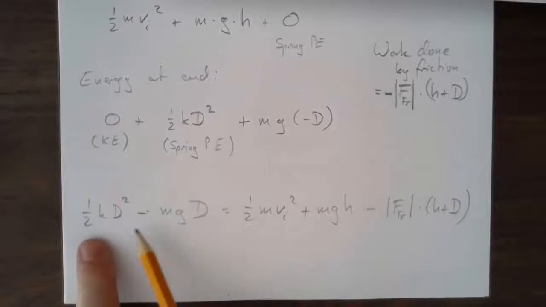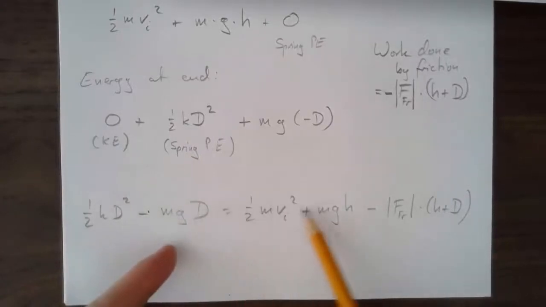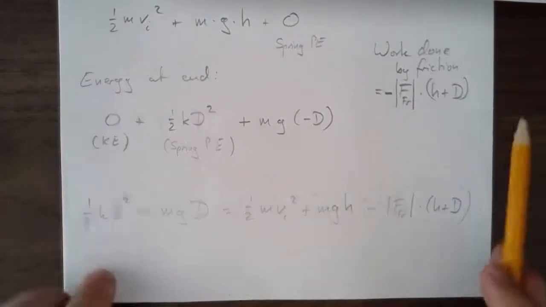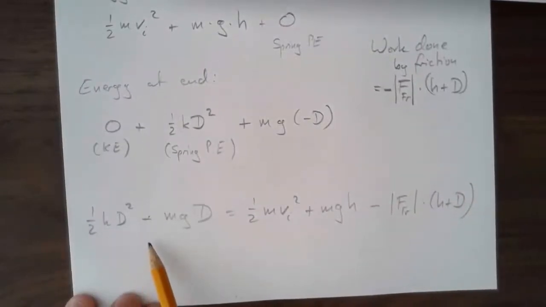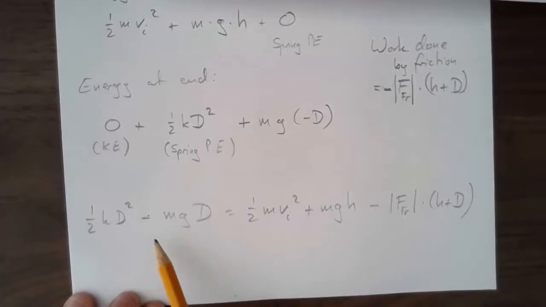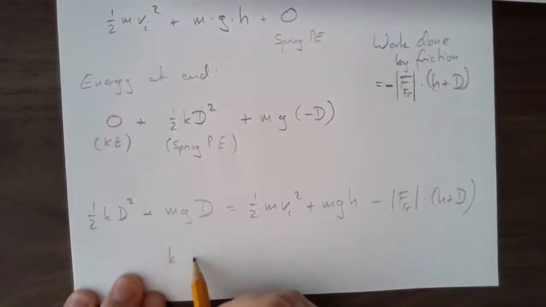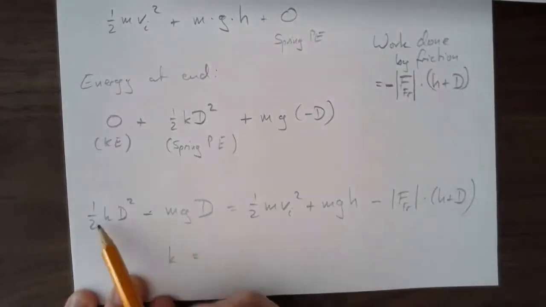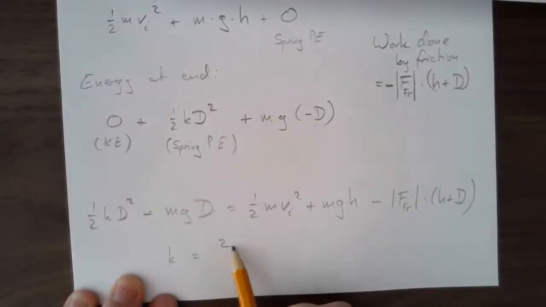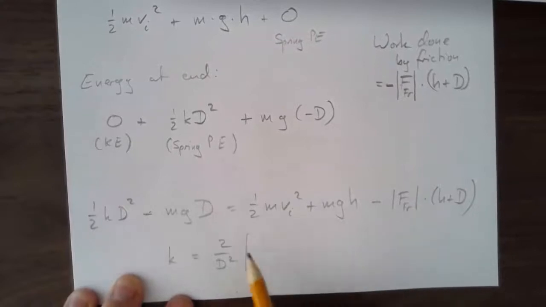So at this point all the quantities are known, except k, which I can solve for. But everything else is given. It looks like a long series of expressions, lots of symbols, but all the quantities here are given. So I can easily rearrange it. I'm going to find that k is equal to, I'm going to multiply everything by 2, divide everything by d squared to isolate the k, times the rest.